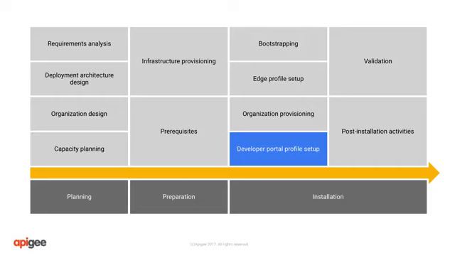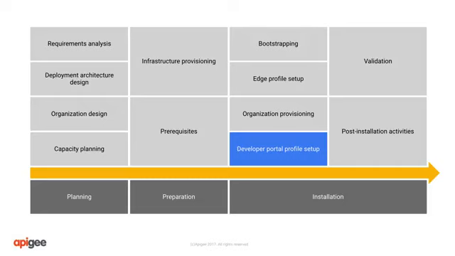Next, we set up Apigee Edge profiles on hosts 1 through 5. The profile setup process installs and configures all components included in each profile. Finally, we provisioned an organization, including an environment, virtual host, and organization administrator. The next step is to set up the Apigee developer portal profiles on host 6.